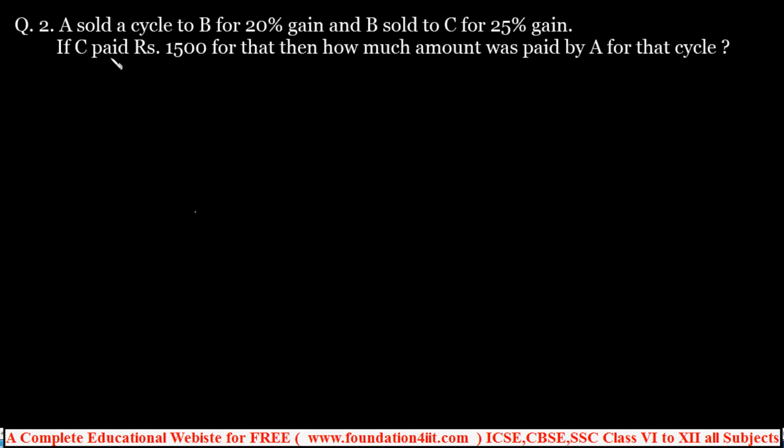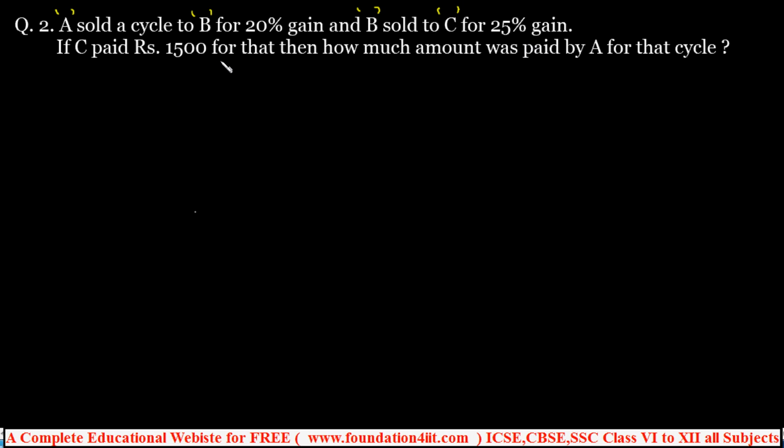Now in this question, if you observe here, A sold a cycle to B. So here A is a person, and B and C. A sold a cycle to B for 20% gain. So by gaining 20% profit, he sold the cycle to B. Then again B took it and sold it to C. Again B sold to C for 25% gain. This is also profit only.